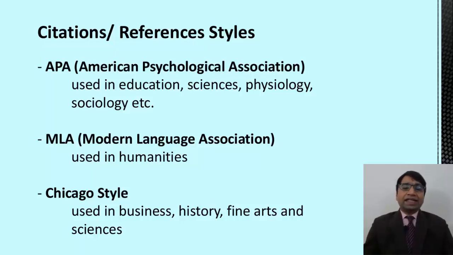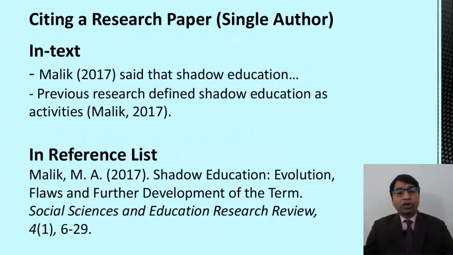The second is MLA, which stands for Modern Language Association. Now, MLA style is used in humanities and primarily in languages. I mean, those who are studying the English language and want to write a research paper about anything in English, they use MLA style. The third is Chicago style. It is used in business, history, fine arts, and sciences. Here we will be talking about APA style only.